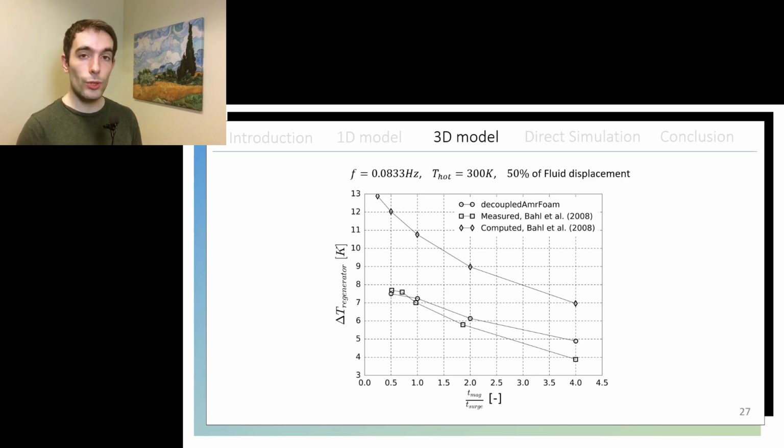And we can see the evolution of the temperature span of the regenerator as we increase the ratio between magnetization and surge time. As we increase this ratio, the heat transfer fluid is at rest for more time at extreme points of the regenerator that have a larger temperature difference with the ambient, so it is logical to think that the heat losses would increase as we increase this ratio. And effectively we see how the discrepancies between decoupled AMR foam and the measurements increase with this ratio, which tells us that probably the heat losses were not such a prominent phenomenon at lower magnetization to surge time ratios.